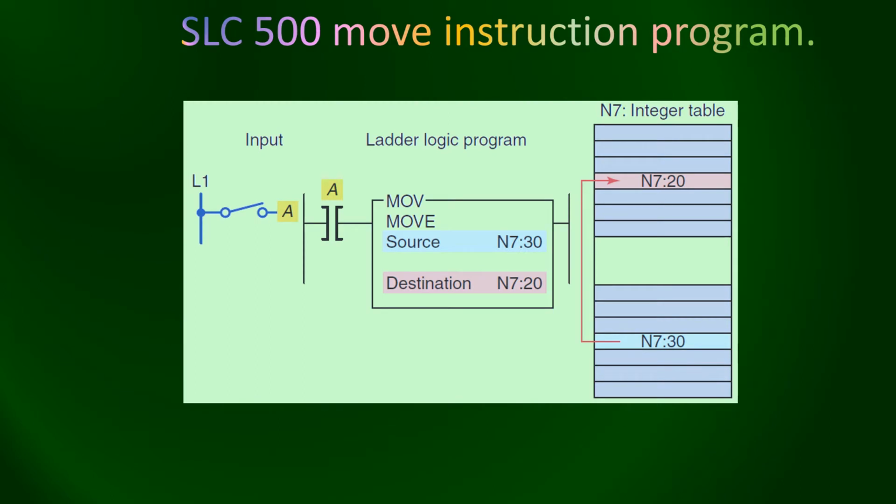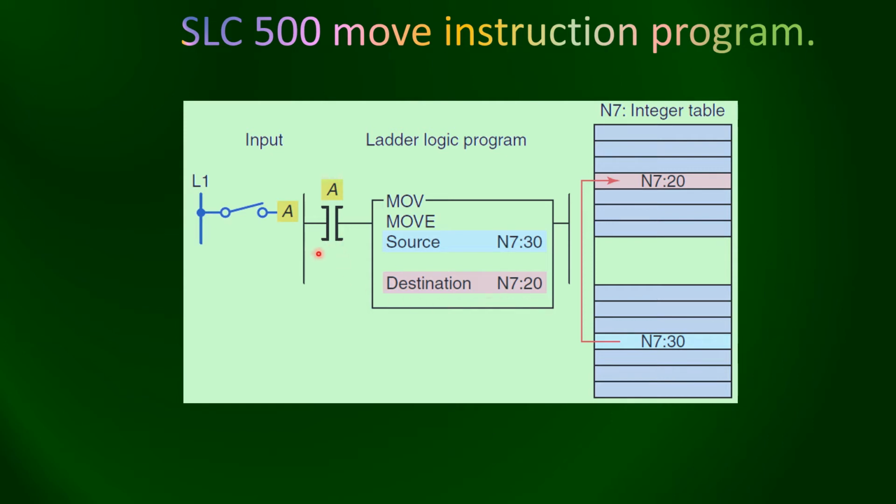Here is a program for SLC 500. This is a ladder diagram program written using RS Logix 500. It is a normally open rung because the contact is open. If you want to close this, we just close switch A. Here it is written A as the tag, but of course it has a numerical integer address. At the source N730 there is data, and there is data at the destination N720.